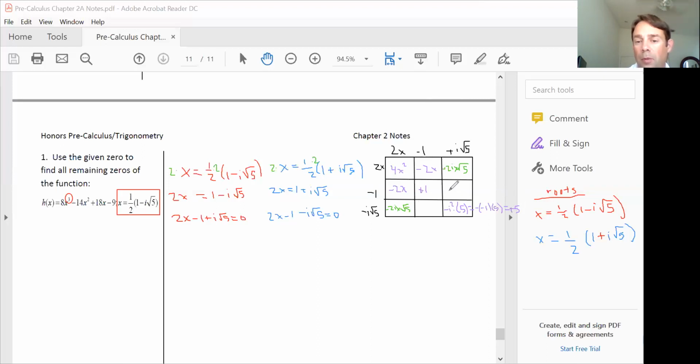Likewise, minus i root 5 and positive i root 5. And again, anything that has an imaginary number, just like anything that has a radical, always goes away, and I'm left with 4x squared. So when I multiply these two roots together, I get 4x squared minus 4x plus 6.